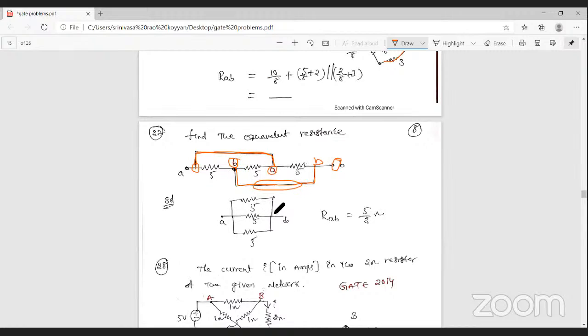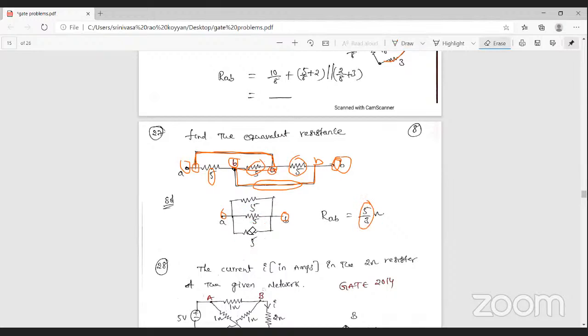That's why B here. Then to find out the equivalent resistance across A and B, first of all, connect A to B. What is the resistance here? 5. B to A also 5. A to B also 5. Then you can connect here. These 3 resistances are parallel. Then the resultant resistance is 5/3.